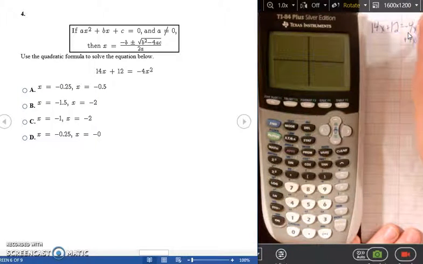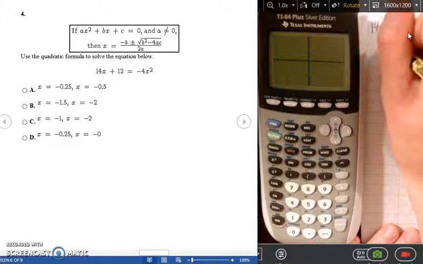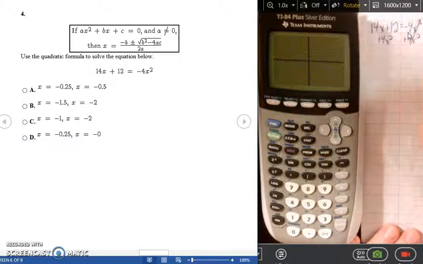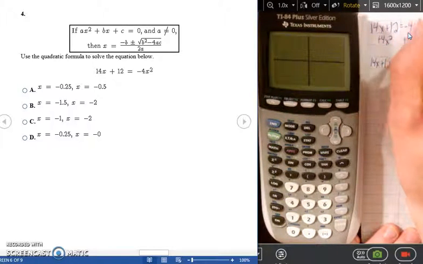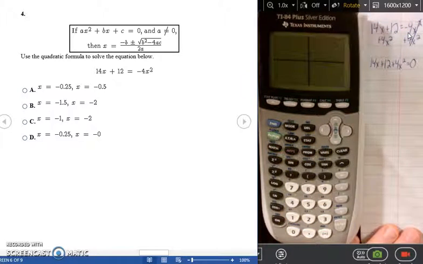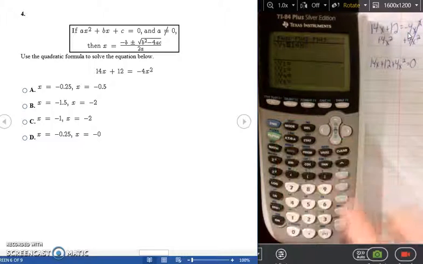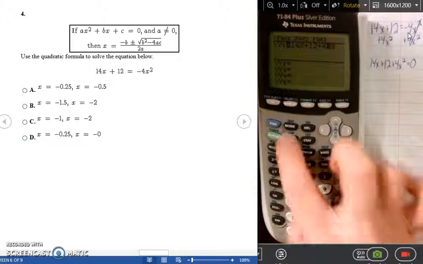So I'm just going to add 4x squared to both sides. And when I do that, this cancels, and I can't combine that with anything. So it's just going to stay 14x plus 12 plus 4x squared equal to 0. And so I can go ahead and put this equation into my y equals. So I'm going to go to y equals and type 14x plus 12 plus 4x squared.